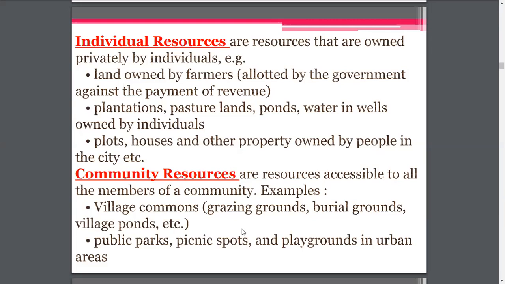Second one here is community. Community resources means those resources which are accessible to all the members of the community. No individual person can say that this is only my resource. That is a community resource which can be accessible to all the members of the community. The examples are given as village common grazing grounds, rural grounds, village ponds, etc. They are for everyone living in that village. Public parks, picnic spots, and playgrounds in urban areas. Nobody can tell us not to enter this public park because it's a public park. It's a community resource. Okay.